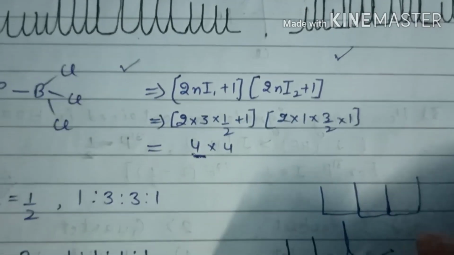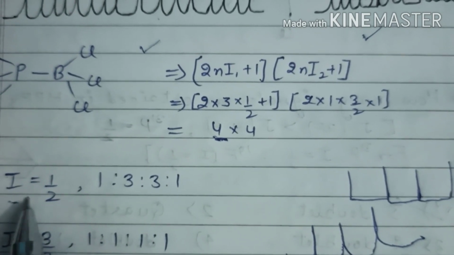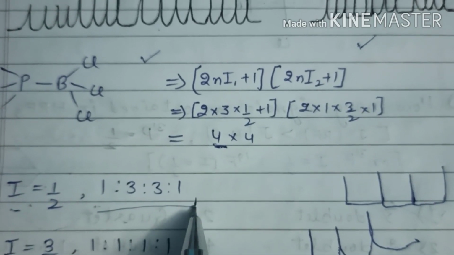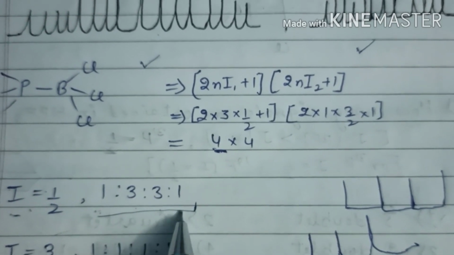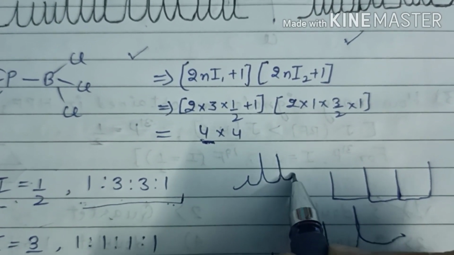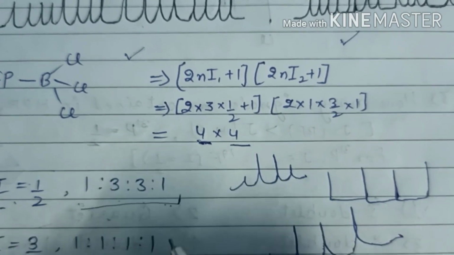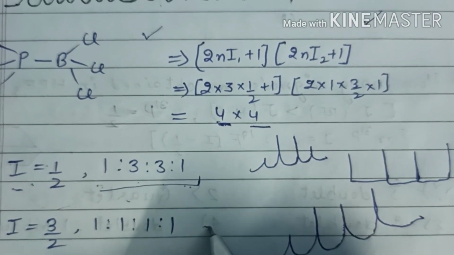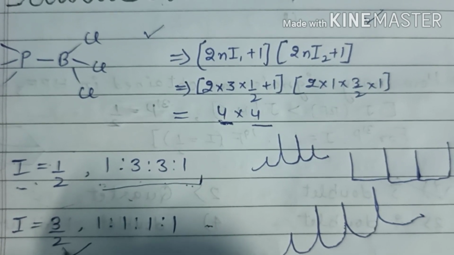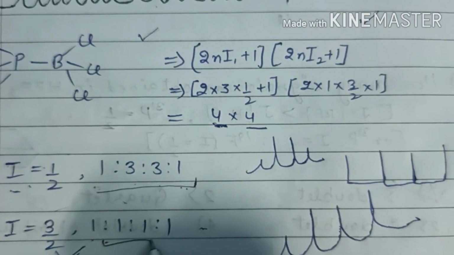As we know, when we talk about magnetic number for those atoms whose spin is half, they split according to Pascal's rule, 1:3:3:1. So firstly, the signal splits into 1:3:3:1, but after that when it splits again, then it splits into 1:1:1:1, because spin number for boron is 3 by 2, and for those molecules whose spin number is 3 by 2, they do not follow Pascal's rule. They split into this ratio.